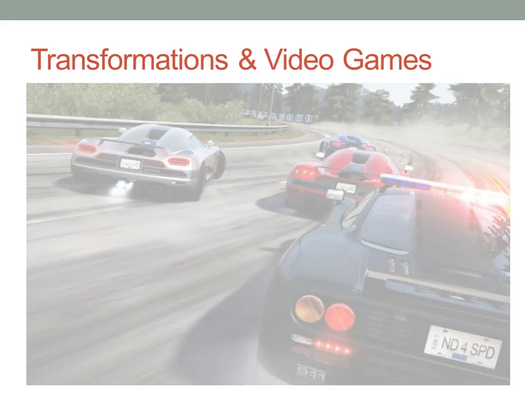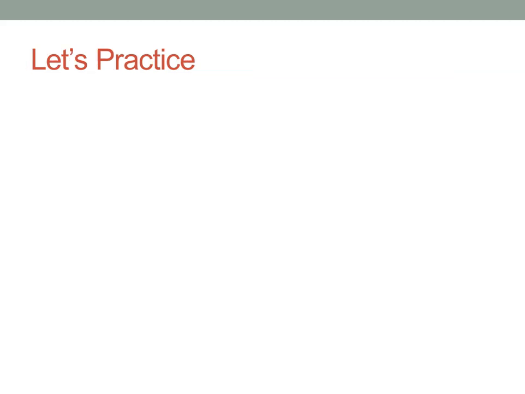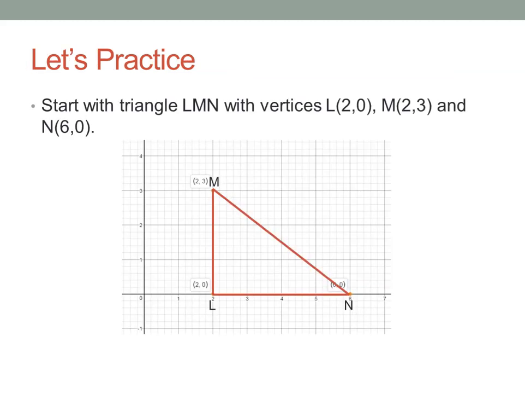And then how about this video game? So here I picked this because you can see this car. There's a rotation going on here. So the rotation would be the type of transformation. And you see these types of transformations all the time in video games. You think the cop's going to catch them? Yeah, I think so. All right, let's do some practice.